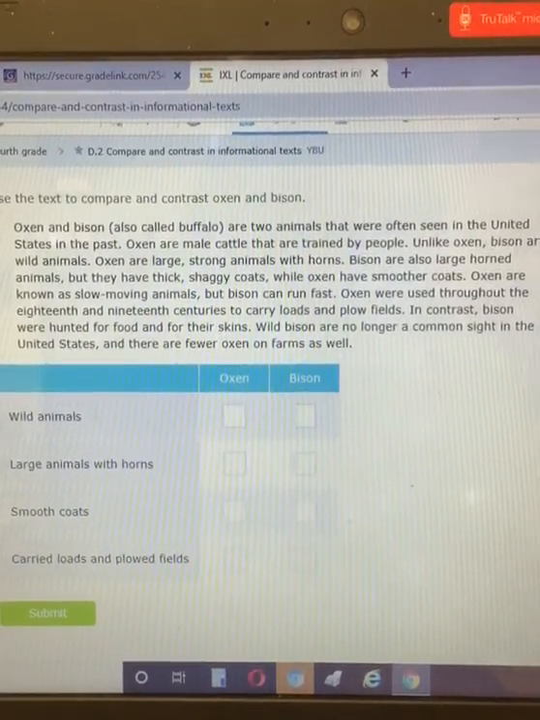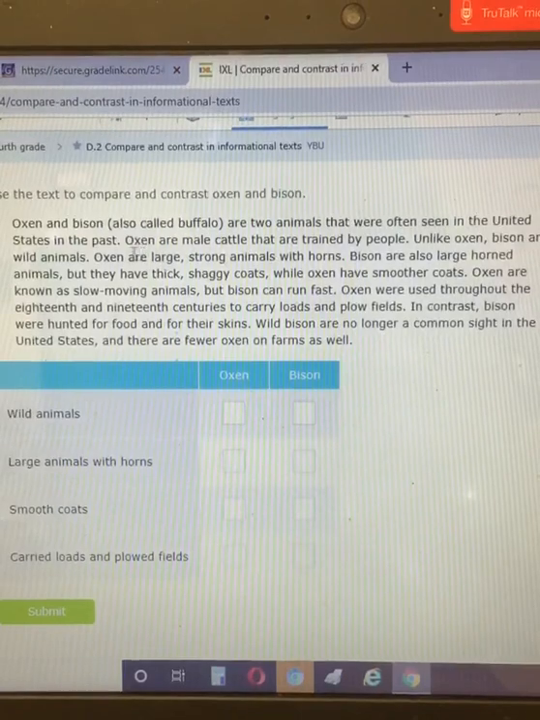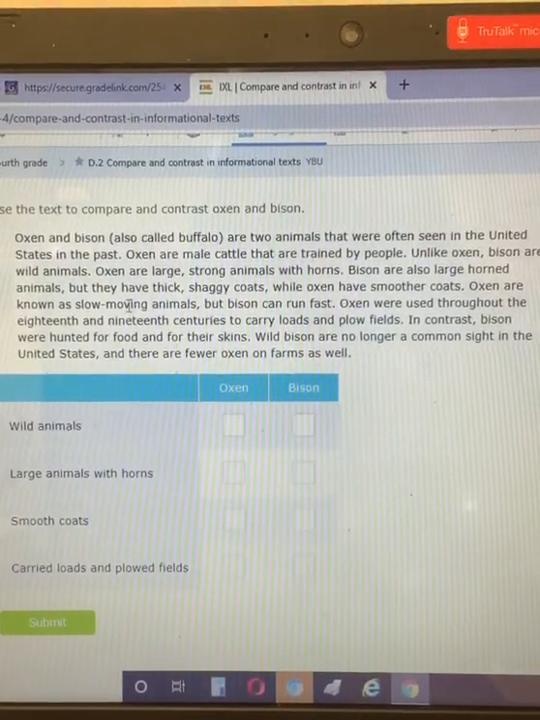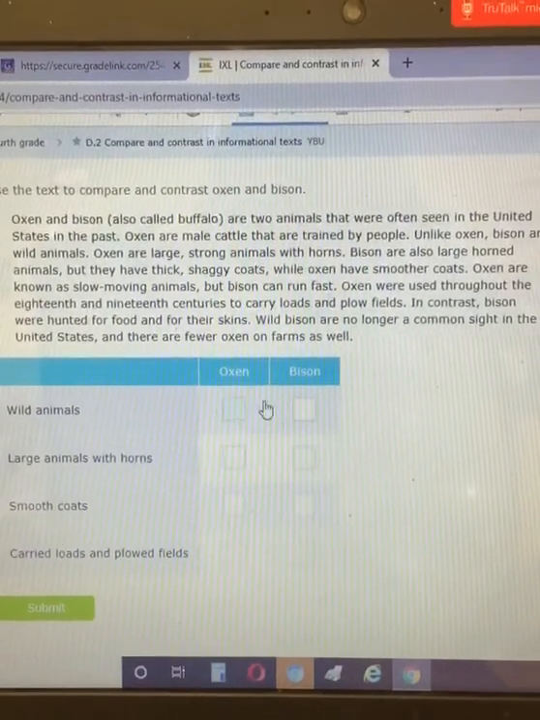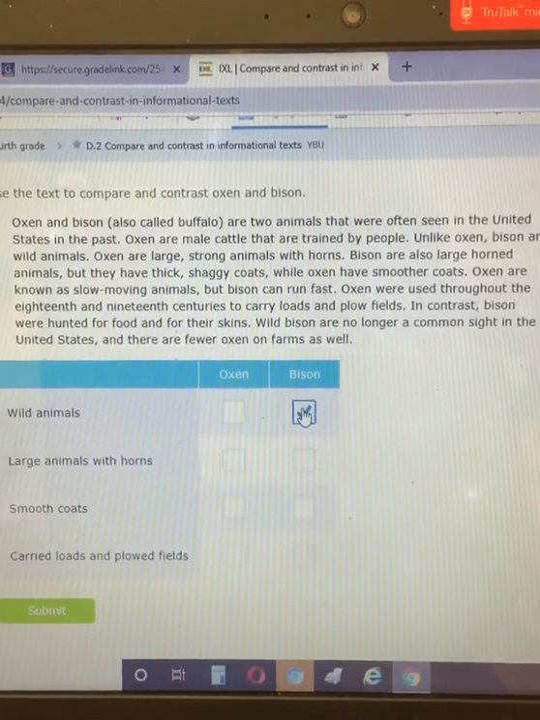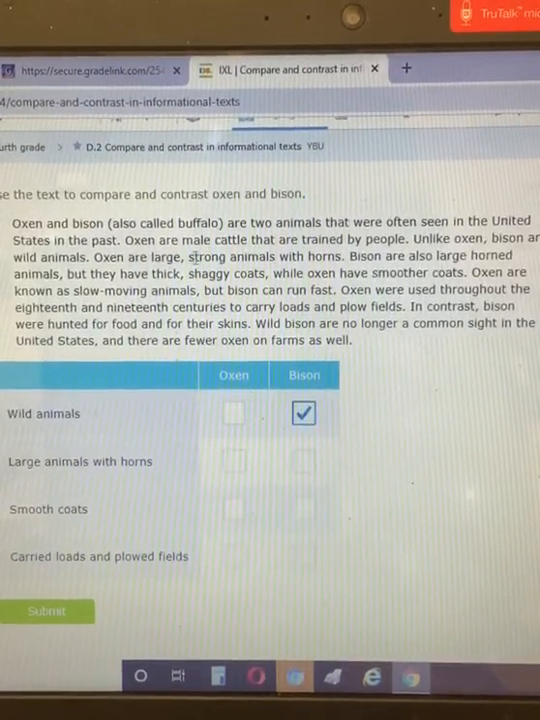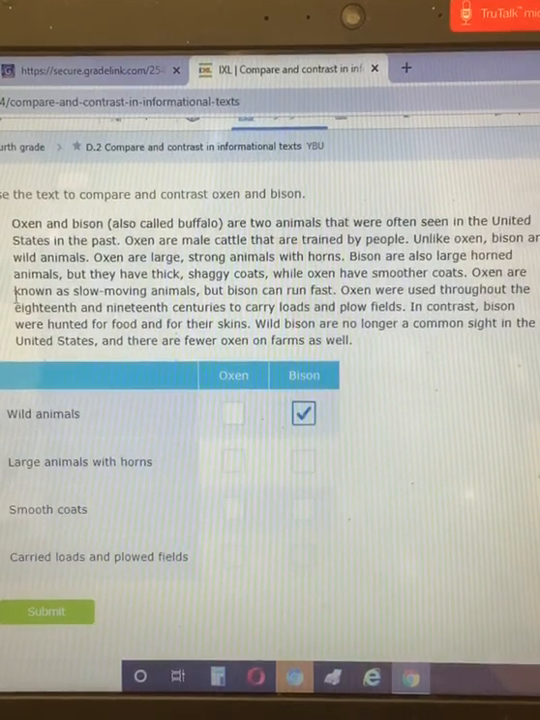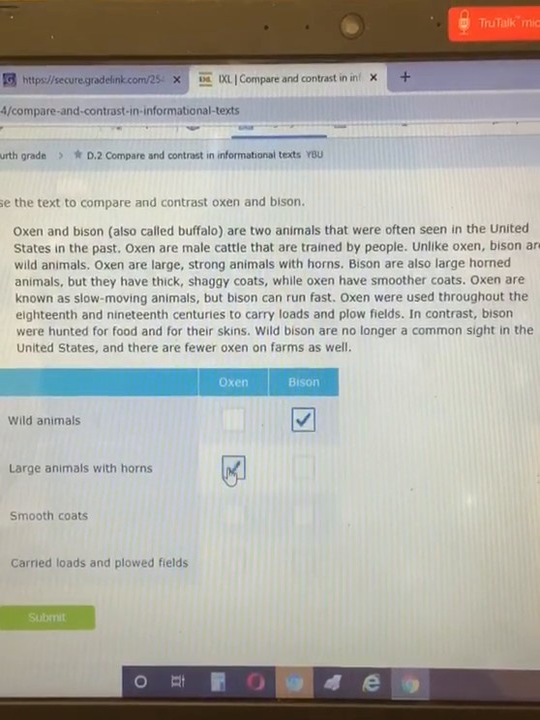This tells me right here, unlike oxen, bison are wild animals. So that tells me that the only one that's a wild animal is the bison. Large animals with horns. Oxen are large, strong animals with horns. Bison are also large horned animals. So that would be both of them.